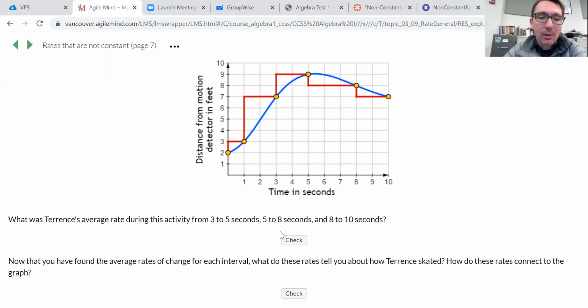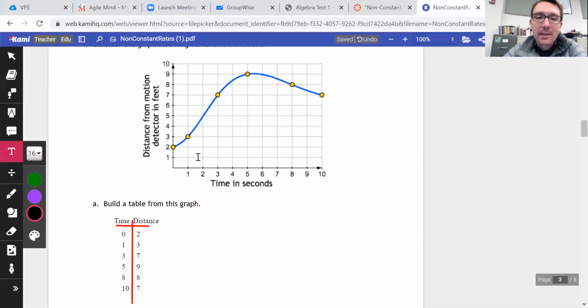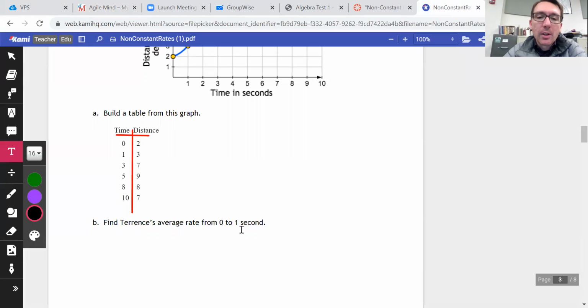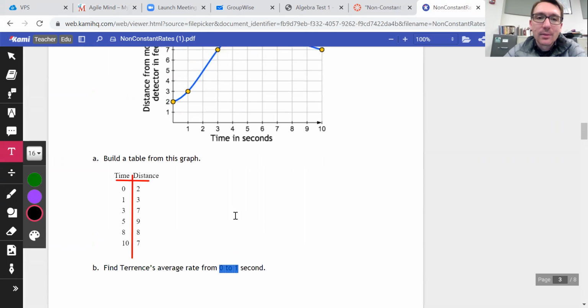Okay, what was Terrence's average rate during the activity from 3 to 5 seconds, 5 to 8 seconds, 8 to 10 seconds? Let's take a look back at this. So we want to know from 0 to 1 second. How many feet was he moving in that 1 second? Well, in that 1 second, he moved 1 foot.